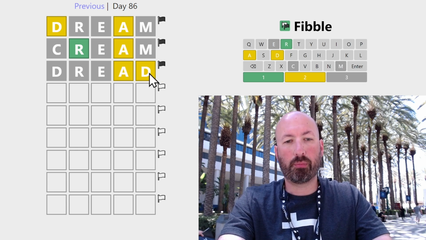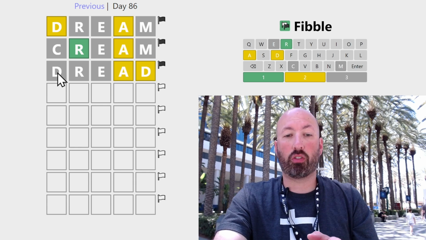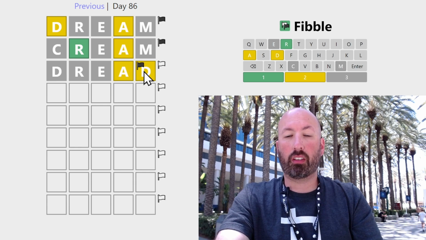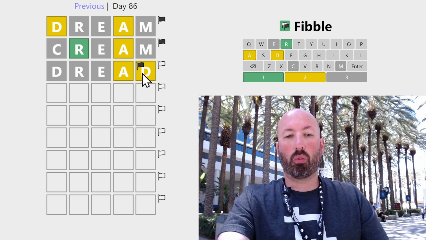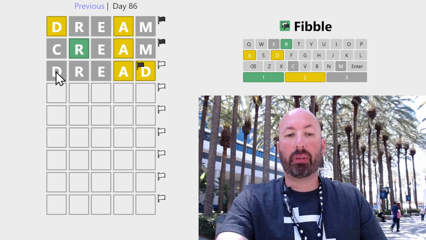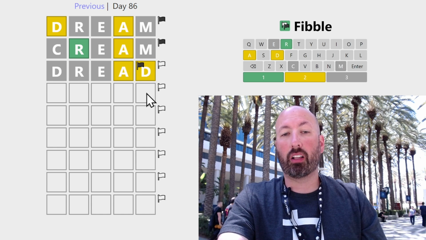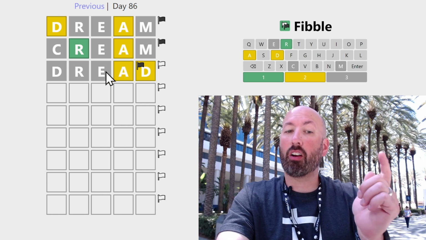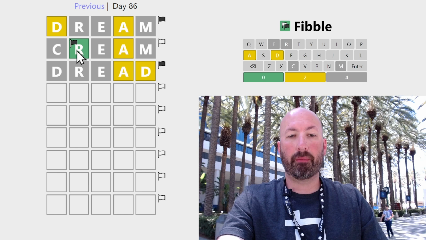So, interesting. Okay, so the only way the gray D can be true is if the yellow D is a lie. So one of the two D's is a lie, because the gray D is either the lie or it's true, which means the yellow D is the lie. So the R, E, and A are all true, which means the gray R is true. This green R is the lie.